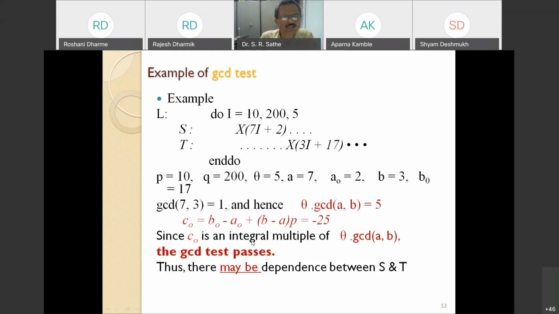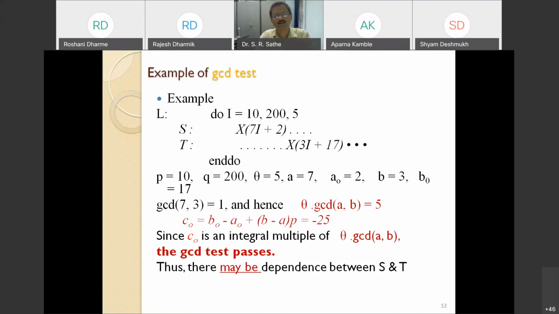So C0 is an integer multiple of theta GCD because 5 divides minus 25. Therefore, the GCD test passes. Since the GCD test is passed, there may be a dependence between S and T. Now again, we are not guaranteed. But if the GCD test does not succeed, then there is definitely not a dependence. If the GCD test succeeds, then there may or may not be dependence.